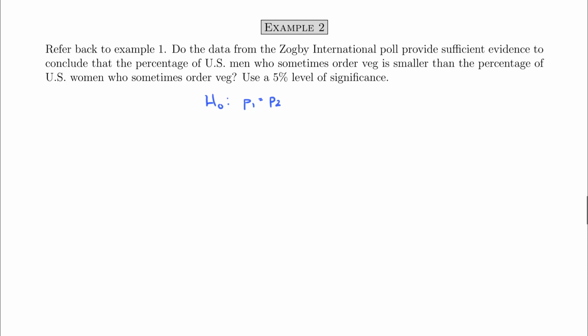The null hypothesis is going to be the same in every case, that the two proportions are equal to one another. The alternative hypothesis for this one is going to be that the proportion of men is less than the proportion of women. So we note here that this is left-tailed. Our significance level is 5%, so we know then that alpha is 0.05.